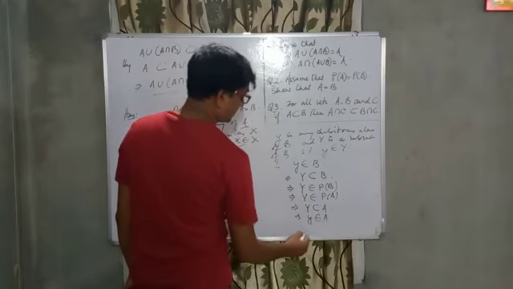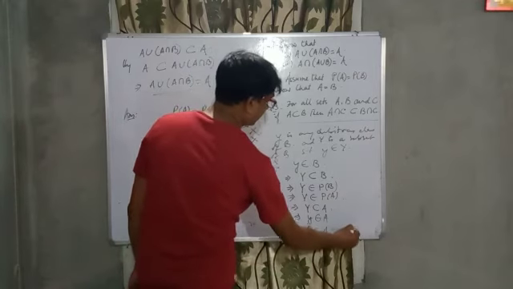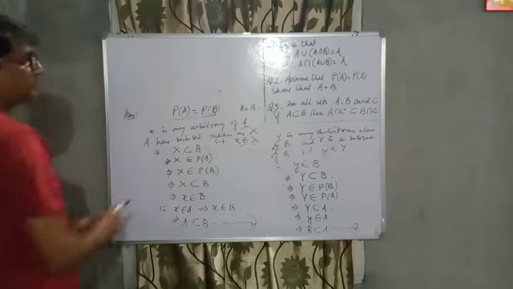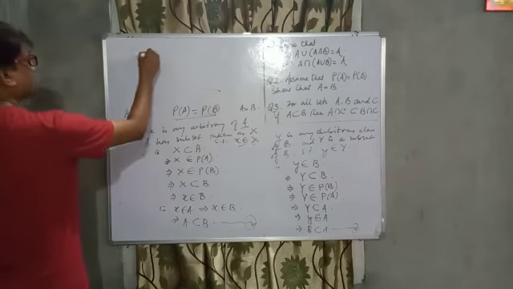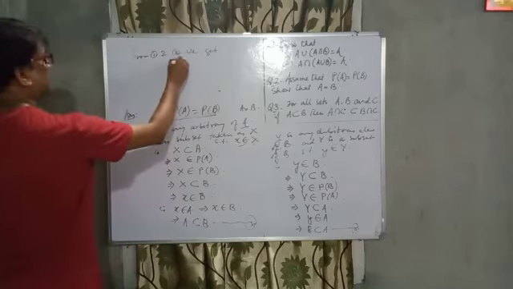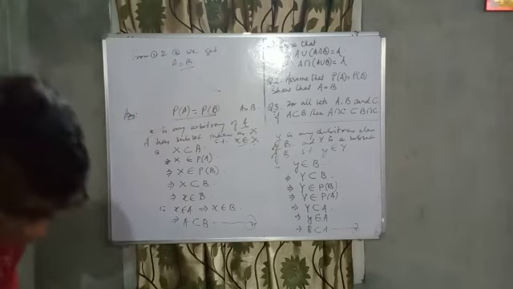So from here what you can say? B is the subset of A. This is number 2. Now from 1 and 2, what you can say? From 1 and 2, A is subset of B and B is subset of A. From 1 and 2, we get A is equal to B. Okay.